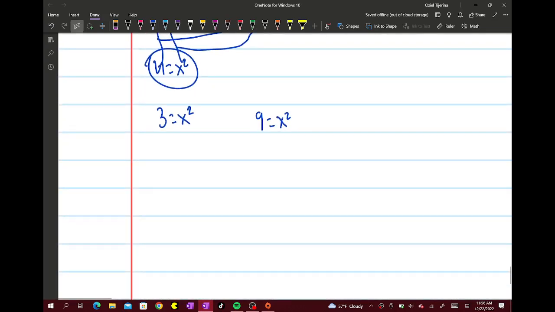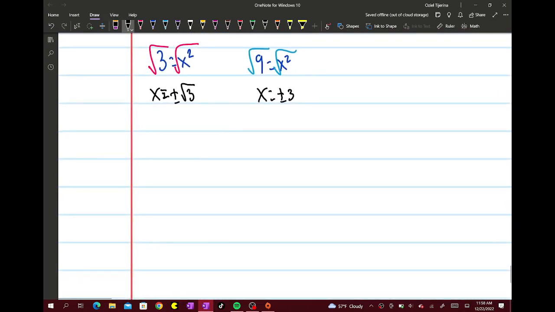So then we solve both of these equations by using square roots. Taking the square root of both sides here, we get x is equal to, and when you take the square root, you always do the plus or minus rule. So plus or minus the square root of 3, and then we have x squared equals 9. So we take the square root, and we get x is equal to plus or minus the square root of 9, which is plus or minus 3.